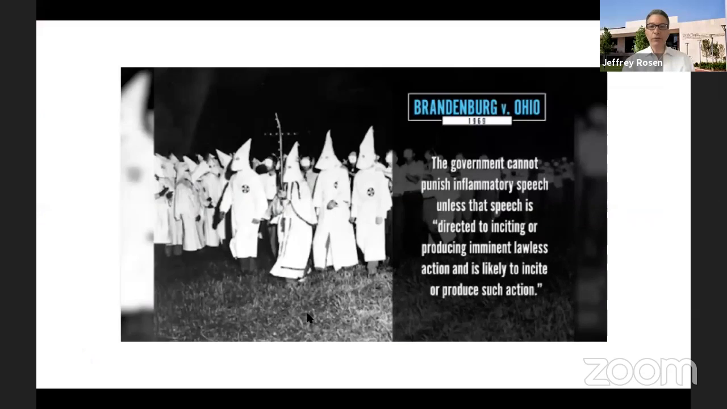There you see Brandenburg versus Ohio, 1969. Do you see those people? They're wearing Ku Klux Klan uniforms. And that's what was going on in this case. The Klan is holding a rally in Ohio. A bunch of people are gathering in those uniforms, which themselves are expressions of racist hate.